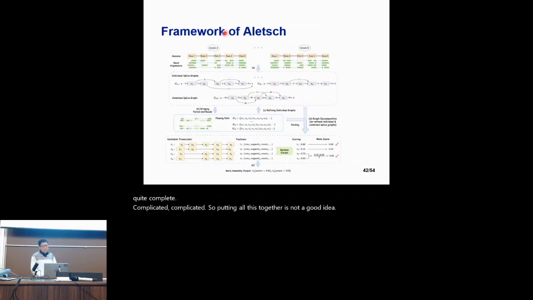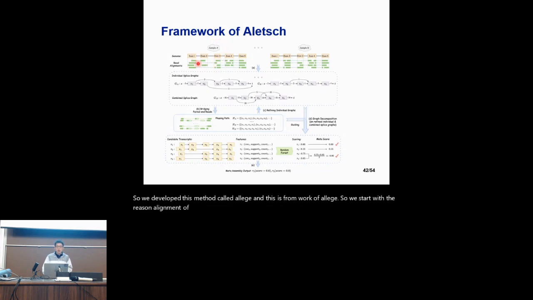So we developed this method called ALACH, and this is the framework of ALACH. We start with the realignment of individual samples. We first build a splice graph for individual samples, and we will build a combined graph for the graphs from the same gene locus. And then we do bridging to bridge paired-end reads.